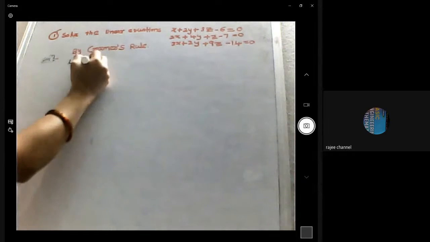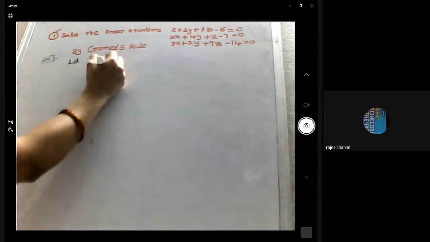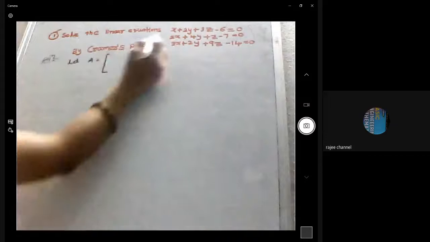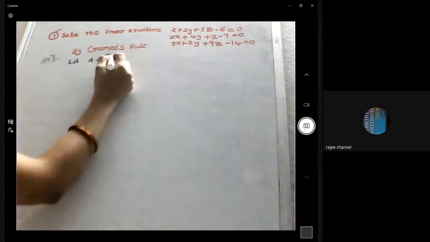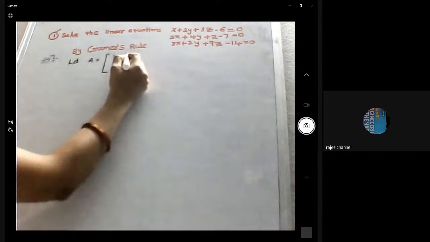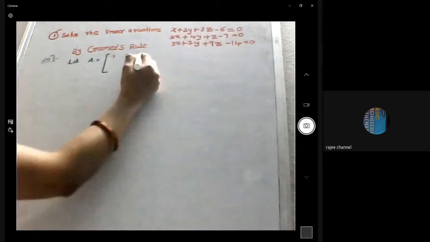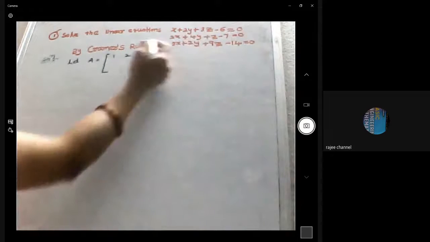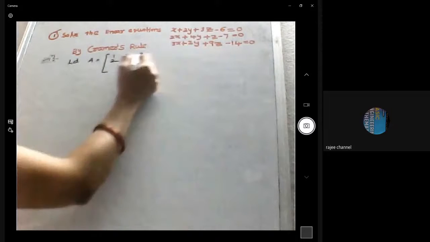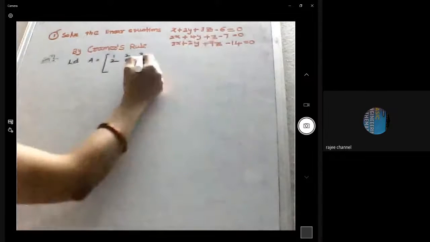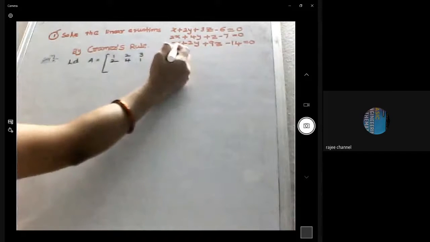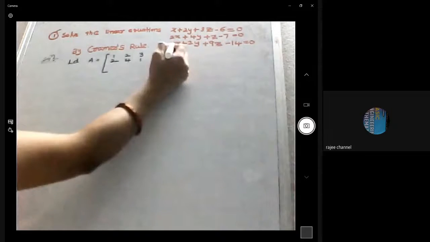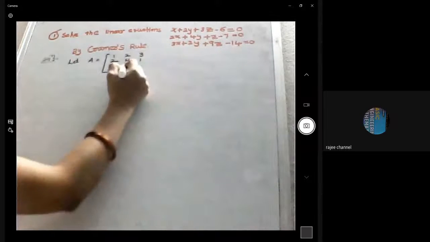Let capital A equal the coefficients: the first equation's coefficients as the first row, x coefficient 1, y coefficient 2, z coefficient 3. The second equation's coefficients as the second row: 2, 4, 1. Next, the coefficients of the third equation: 3, 2, 9.